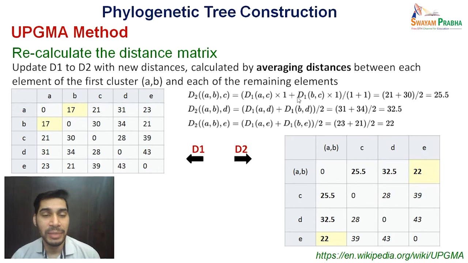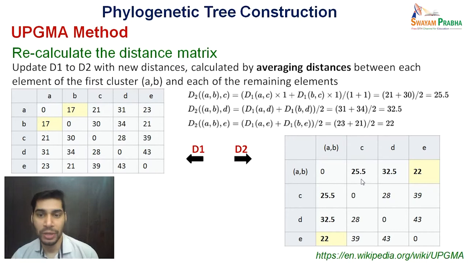Similarly, the distance of AB with D. A's distance with D is 31, B's distance with D is 34. So 31 plus 34 divided by 2 is 32.5. Similarly, the distance with E can be A's distance with E, that is 23, and B's distance with E, that is 21, divided by 2, that is 22.